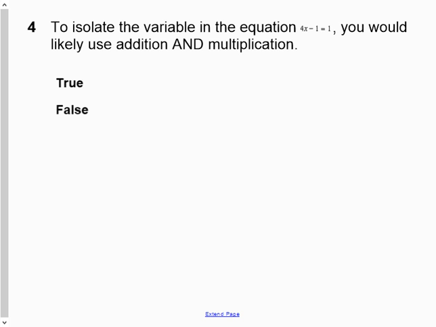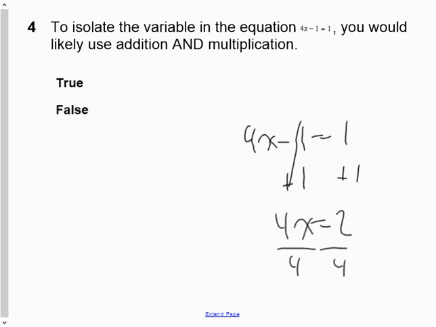Question 4, to isolate the variable in 4x minus 1 equals 1, you would likely use addition and multiplication. Well, let's just check. So if I had 4x minus 1 equals 1, the first thing I would do is addition. So that's true. And once I got it to this, I'm not going to use multiplication. I'm going to use division to find that x is equal to a half, because 2 divided by 4 is a half. So the answer is false. It's addition and division, not multiplication.